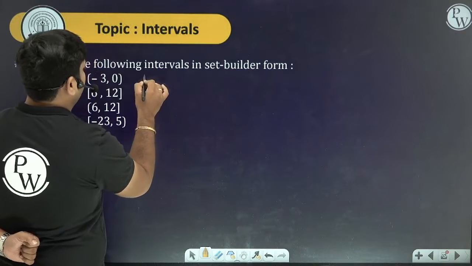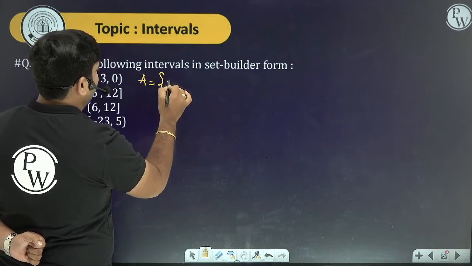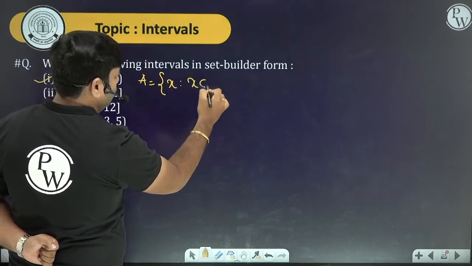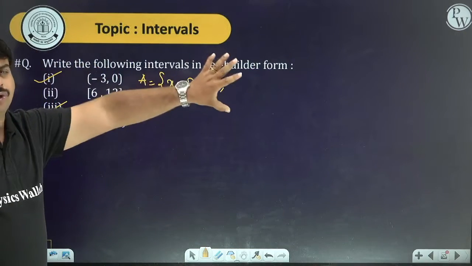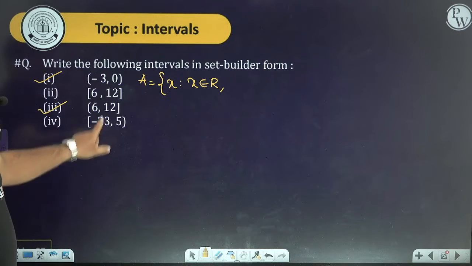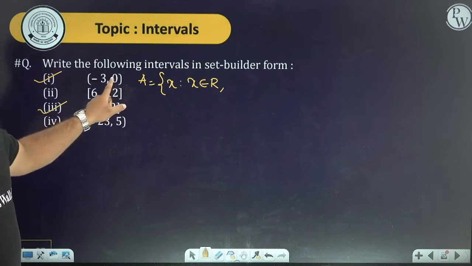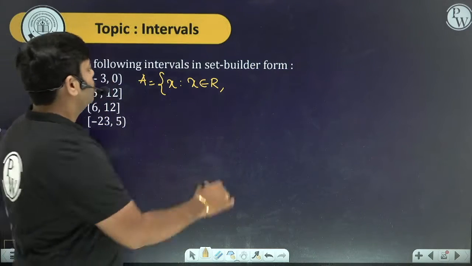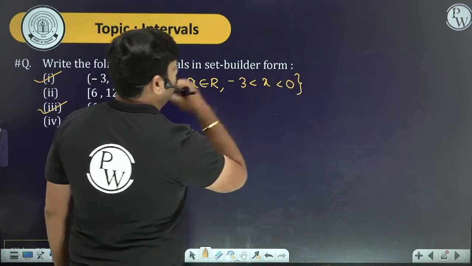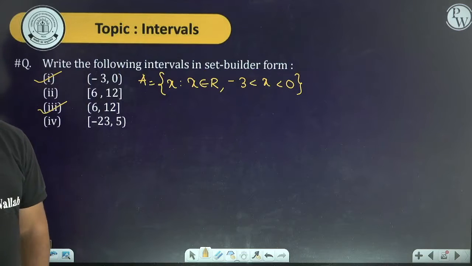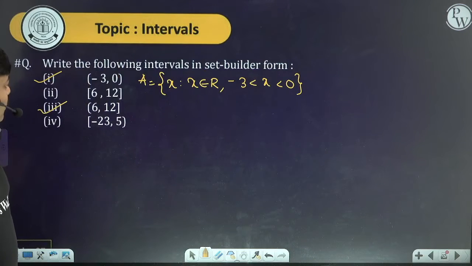So I can write that A is equal to x such that x belongs to real numbers. You can write that at the end also, no problem. And x is starting from minus 3 to 0, but both are not included. So I can write minus 3 less than x less than 0. And what is the next one?